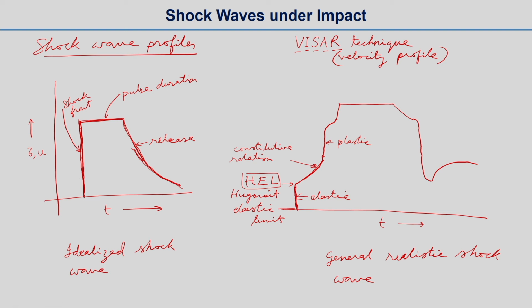And then this can happen due to phase transformations, as we will discuss later. Due to the high energy of the shock, the material can change phases. I mean, phase transformation can happen, and the pulse duration plays a role, and that is called the Hugoniot state.